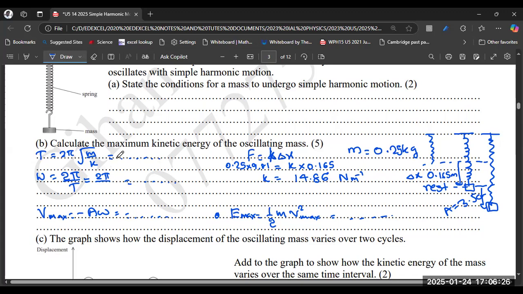T is 0.814 seconds, the time period. Omega is 7.709 per second.